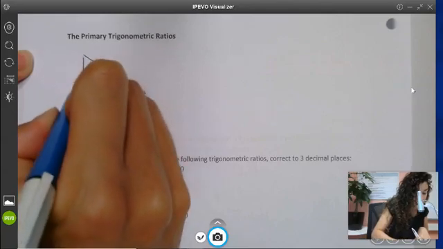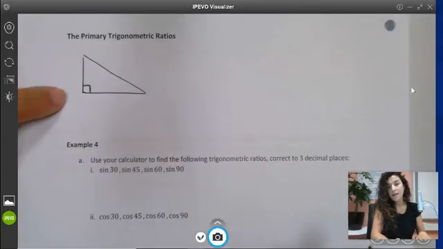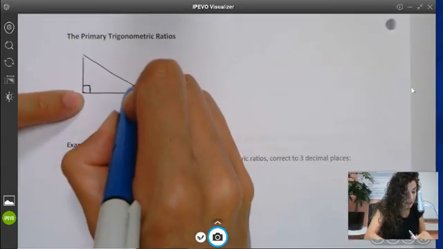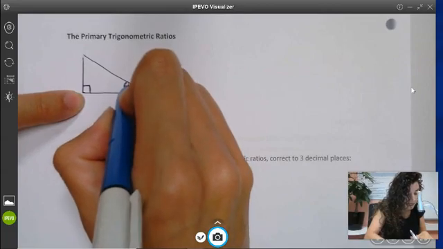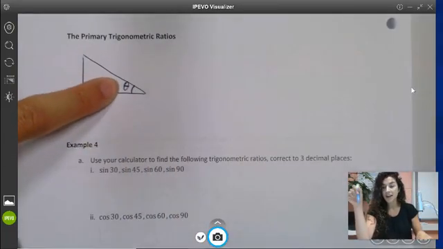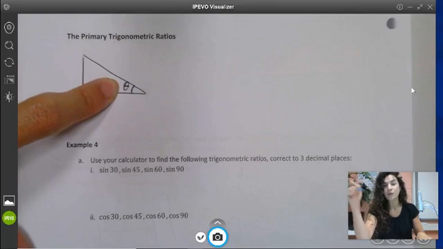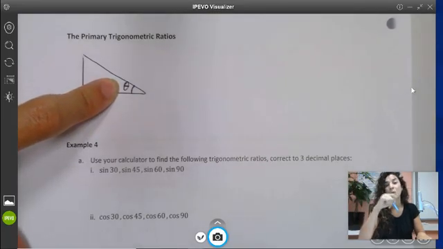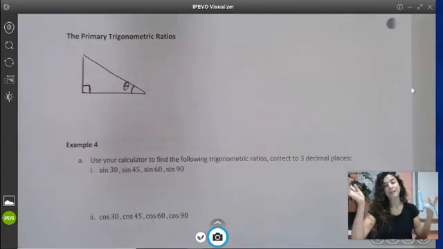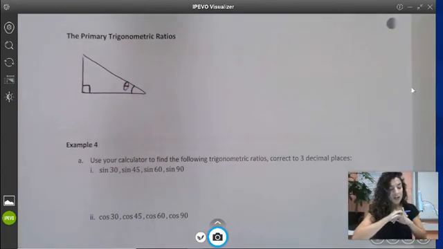So first I'm going to just draw a right triangle. Then I'm going to label one of the angles. I'm going to label it as theta. Theta is a Greek variable that's used all the time with trigonometry. You will see it all the time. It's like a replacement of x, really, in this idea.